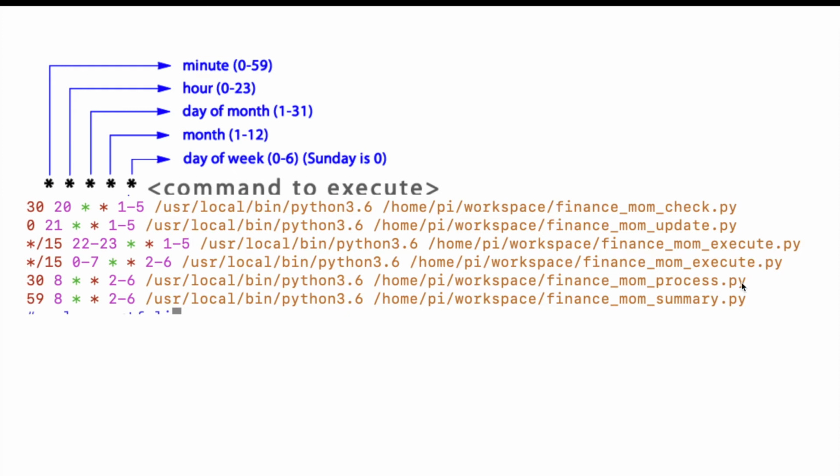And at the end, the summary part will summarize all of the executions and all the trades that were done during the day, and it will be sent to my email.